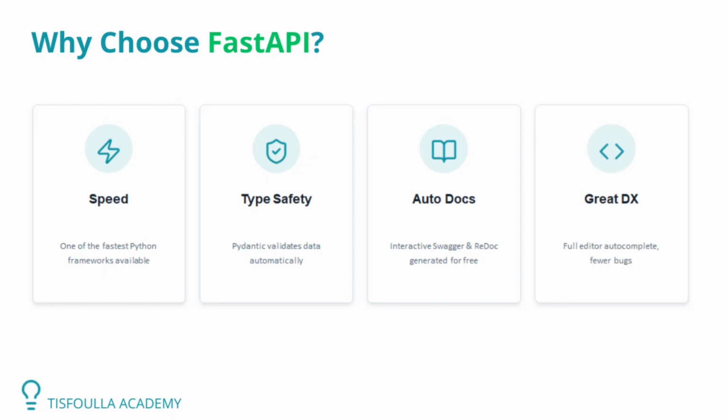And the fourth reason is the developer experience. Because FastAPI is built around Python's type hints, modern code editors can provide excellent auto-completion, better error detection, and more intelligent suggestions while you're writing code. This makes development faster, improves readability, and helps reduce mistakes. These features are just the beginning. As we continue through the course, you'll see why FastAPI has become one of the most popular choices for building modern APIs with Python.